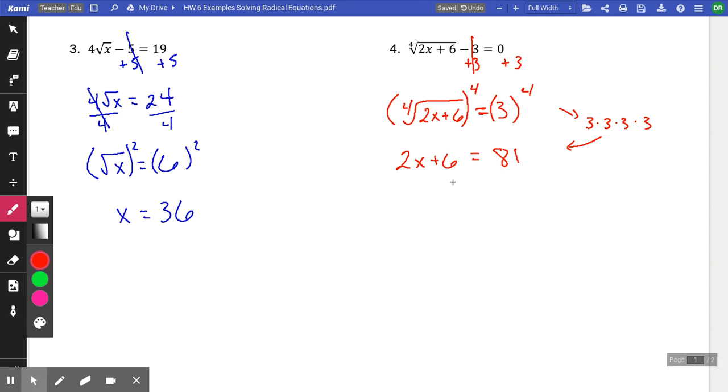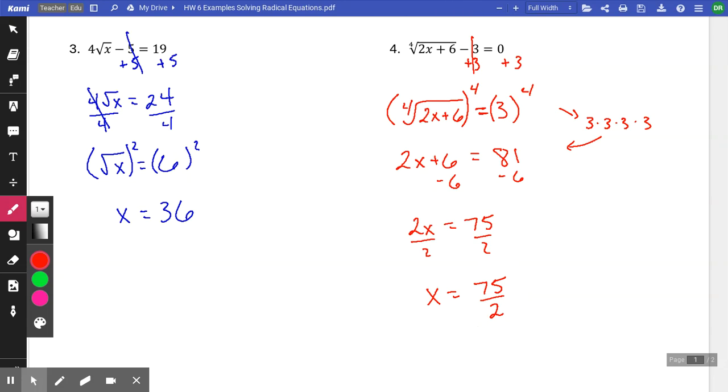Okay. So now we're just back to how we were. We need to solve for this. So we subtract 6 and subtract 6. And we get 2x equals 75. And divide by 2. We can try to reduce this, but 75 over 2 is already reduced. We could use a decimal, but in our assignment, we want to keep our answers as fractions. Do not use mixed numbers. Let's just keep the improper fraction, 75 over 2.